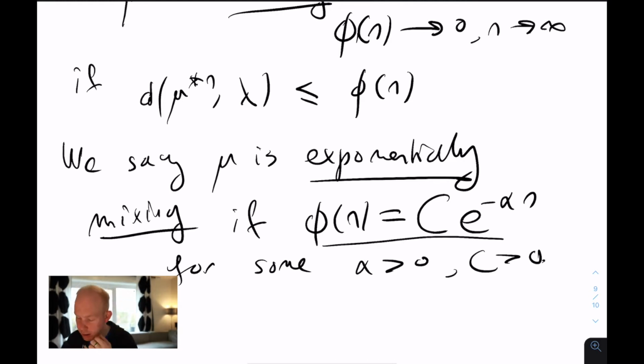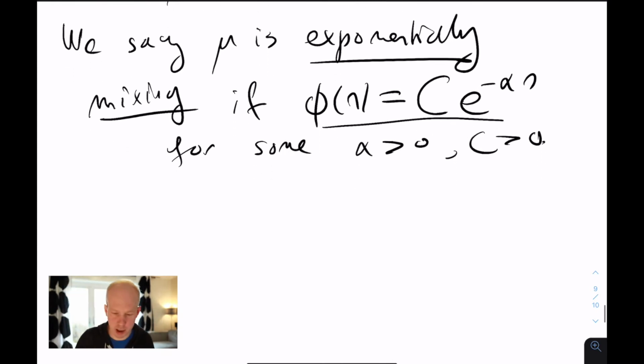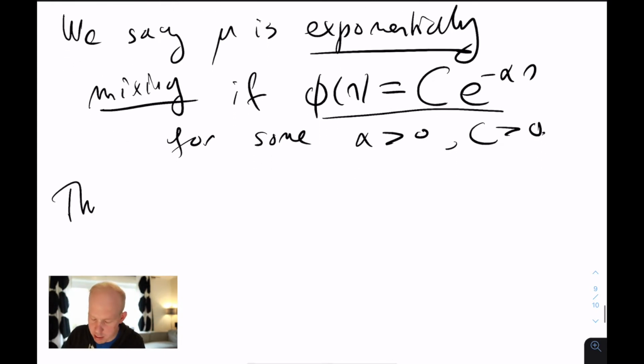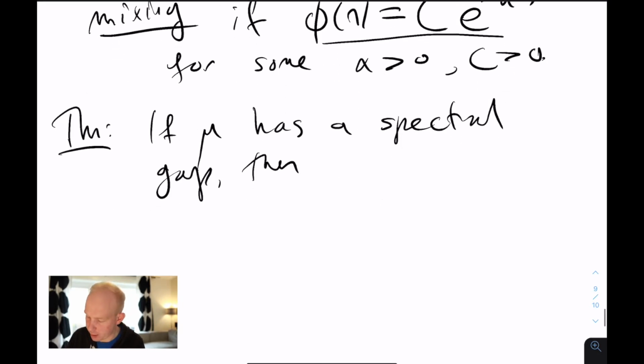So if you can write it in the form of an exponential function or exponential rate, then we have an exponential mixing. And the theorem is saying that if μ has a spectral gap, then μ is exponentially mixing.